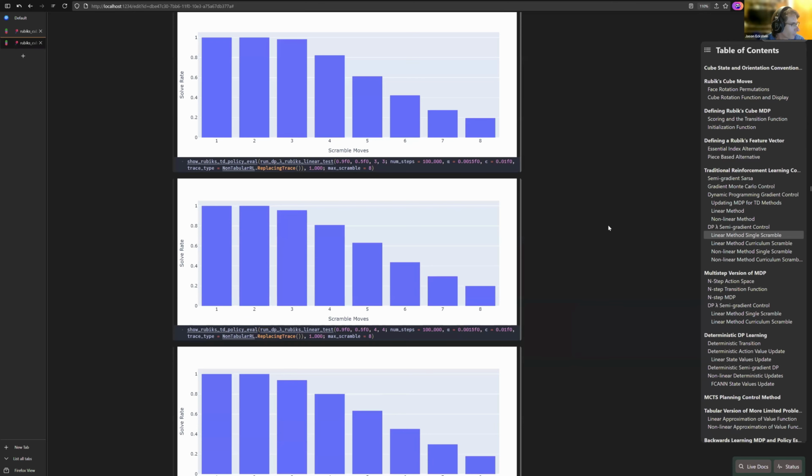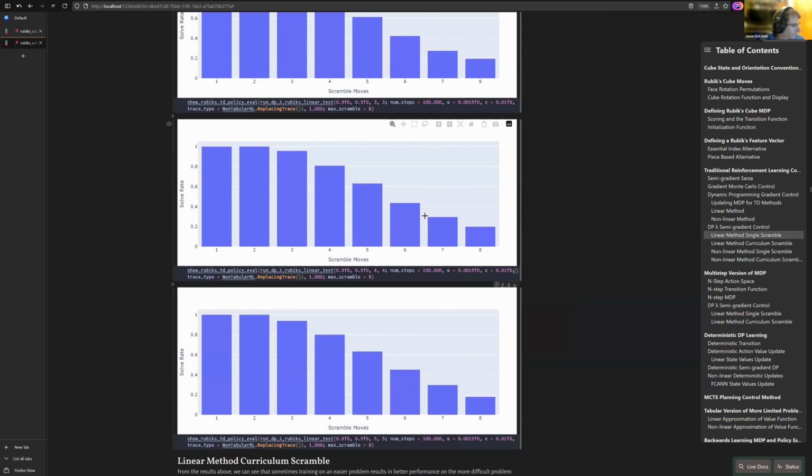These are the solution rates for different scrambles. This is if you actually sample what the solution rate is for all the different scrambles. So this is if we train on 5, right?